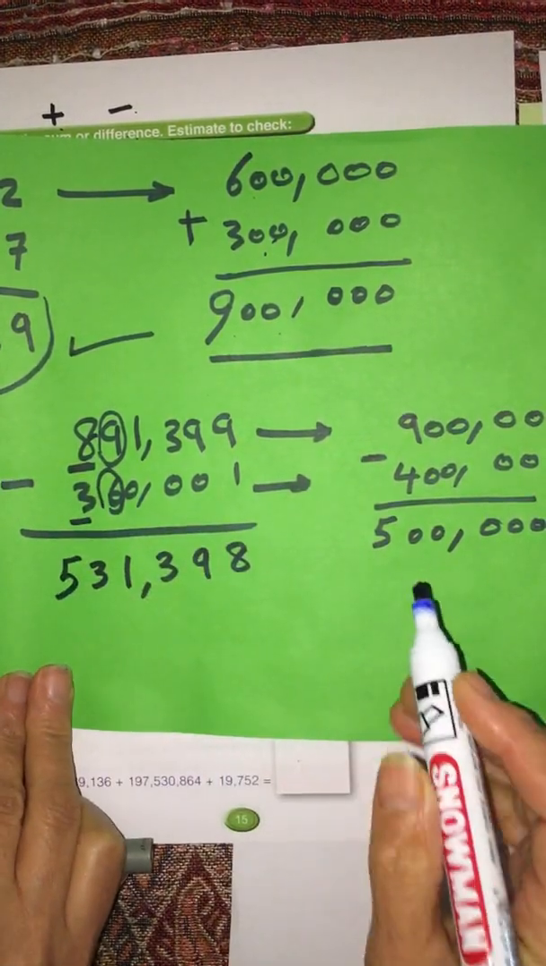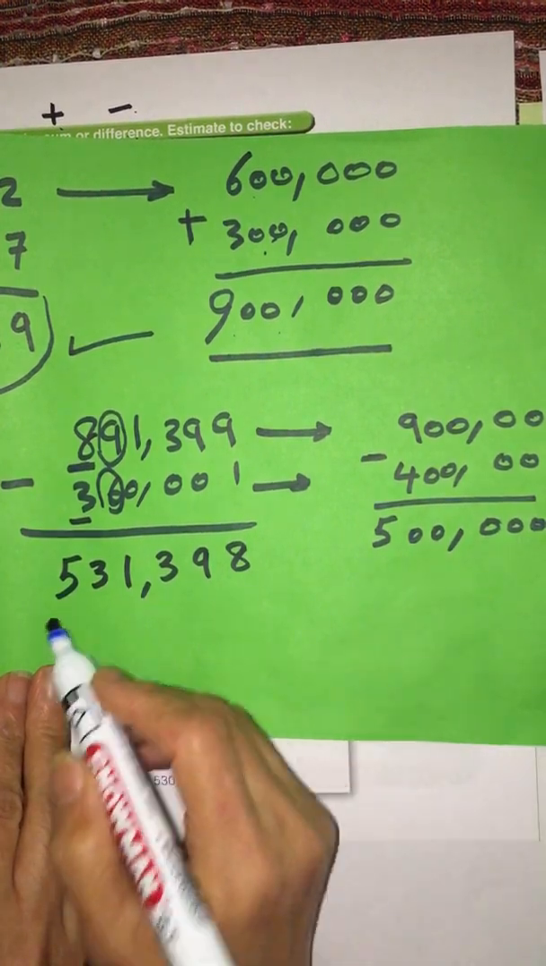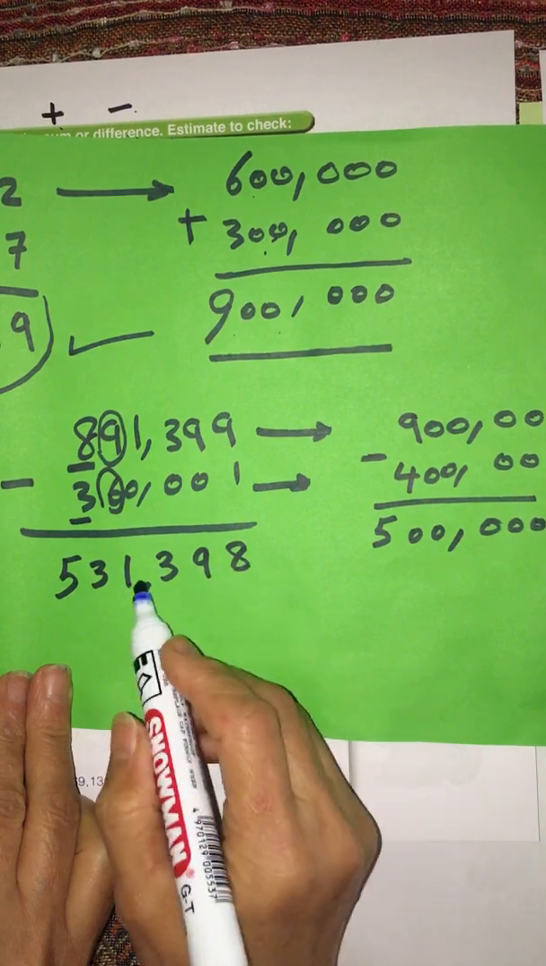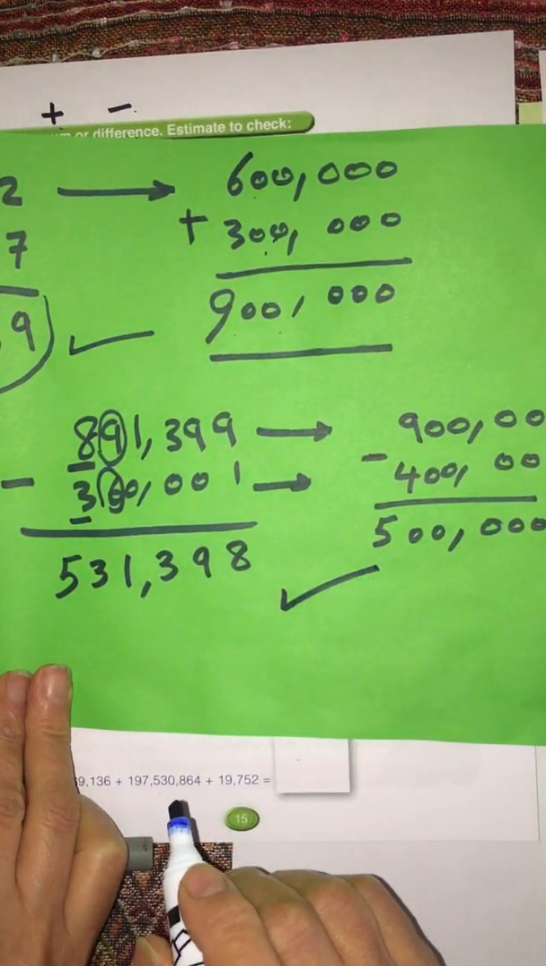Let's read the answer. Here is 500,000. Here is 531,398. It's very close, so it is reasonable.